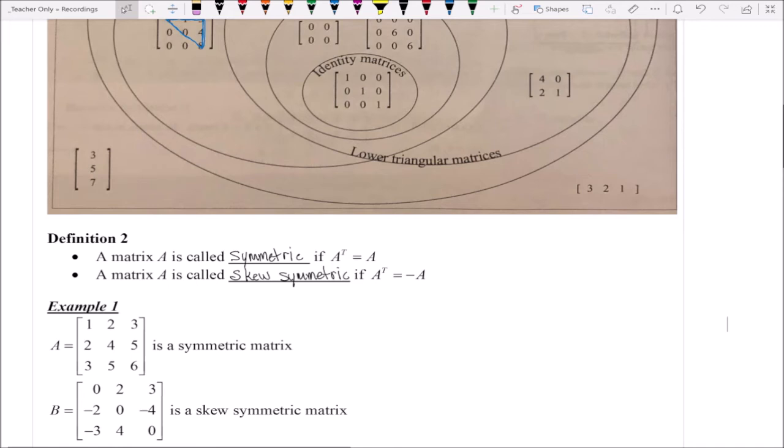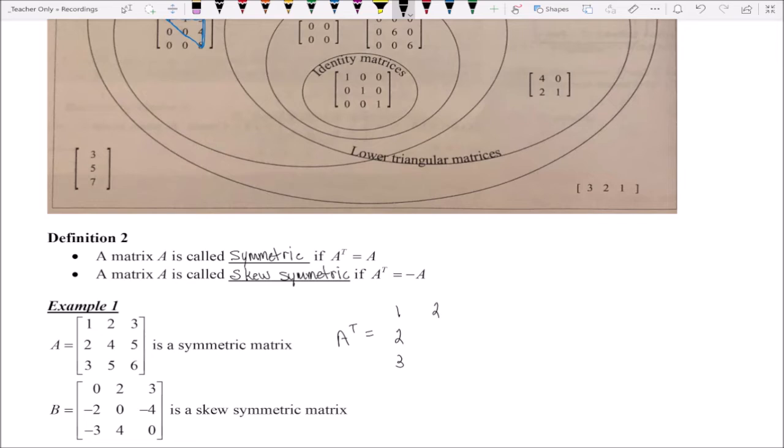Down here we have two examples. This is a symmetric matrix. If we take a look at A transpose, remember, to take the transpose of a matrix, rows become columns and columns become rows. The first column would be the first row of A, 1, 2, 3. The second column is the second row of A, 2, 4, 5. And the third column is the third row of A, 3, 5, 6.